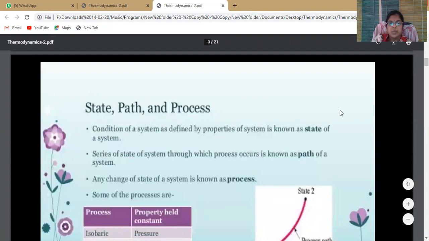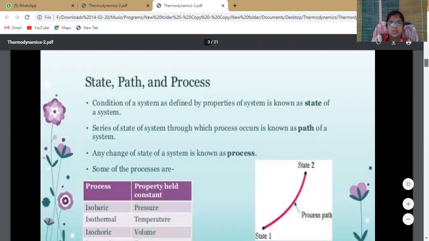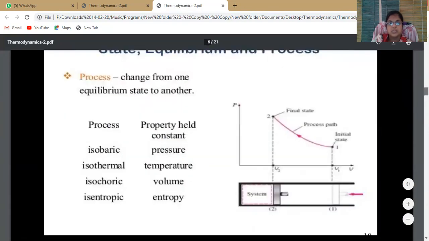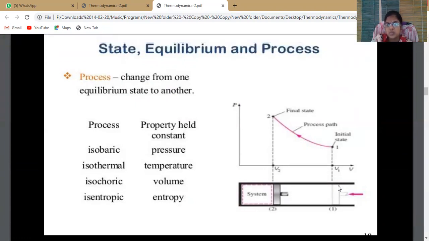Next, state, path and process. What is state, what is path, and what is process? Before going to this, let us look here first. This is a piston cylinder. Initially the piston is in this position. Here, in this position, the properties of the system are P1, V1. When I apply some amount of force, the piston is compressed, and it slowly changes its state from here to here.